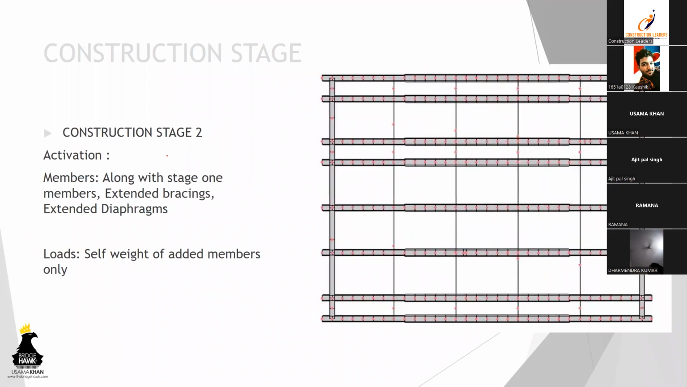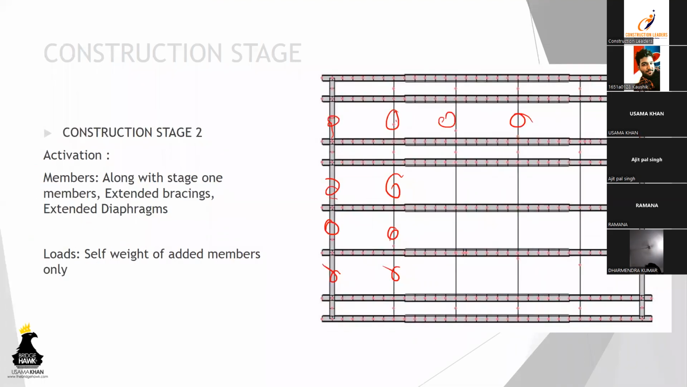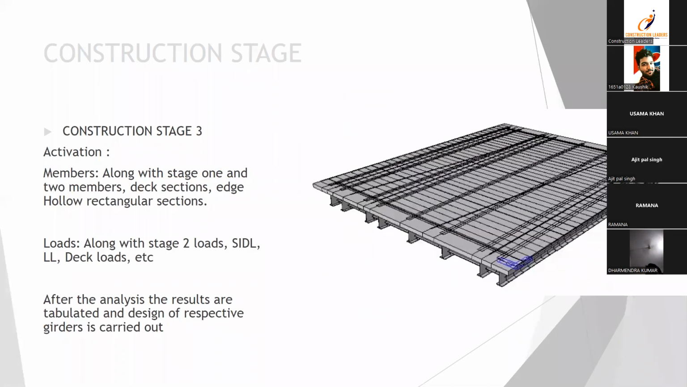In the second stage, I activated, if you see, there's some difference, right? So these are the members which are activated: diaphragm, bracings, connecting bracings. Over here, they were not activated. So why I'm activating this is it is trying to replicate how the construction is going to proceed. So in this stage, along with the stage 1 activations, I've activated the extended bracings and the diaphragms, and the self weight of the added members. This is what I've activated. But in the third stage, I'll have to activate everything. So now it depends upon you as to how many stages you want to go, and the level of detail that you want.